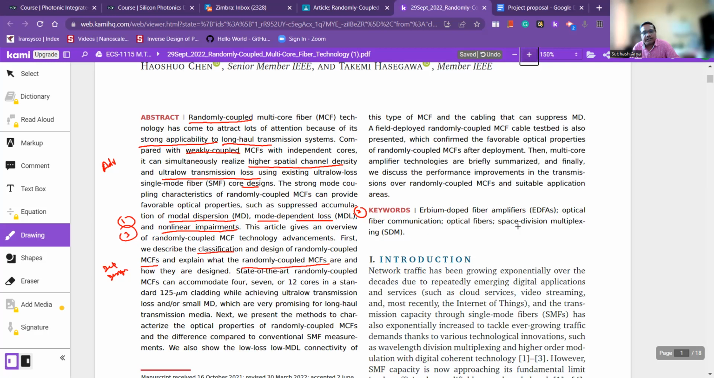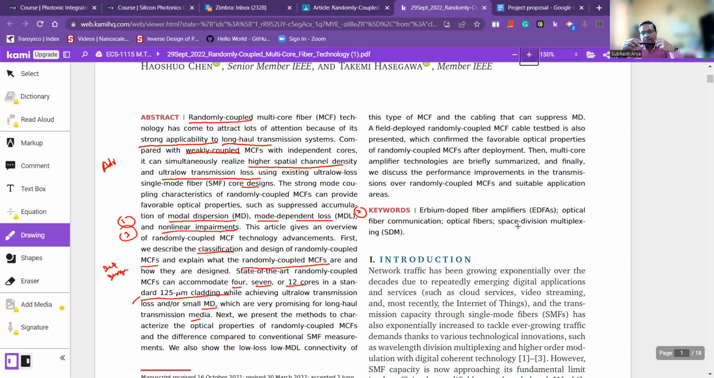Next, the state of art randomly coupled multi-core fibers can accommodate 4, 7 or 12 cores in a standard 125 micrometer cladding while achieving ultra low transmission loss and/or small modal dispersion, which are very promising for long haul transmission medium. Actually, why this is talking about the standard 125 micrometer cladding, because that is the commercial fiber dimension where cladding dimension is 125 micrometers, so that you can design standard couplers to couple two fibers.